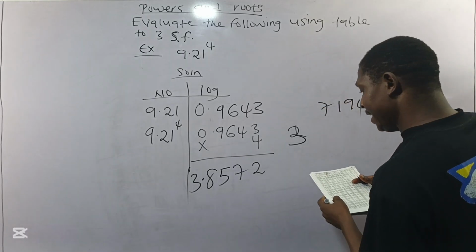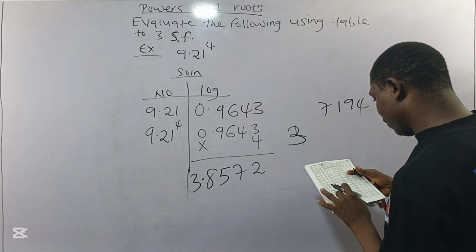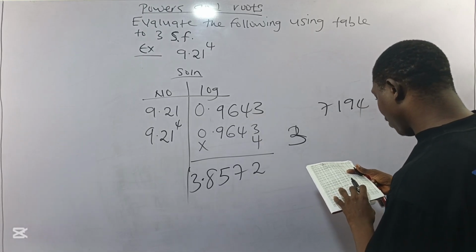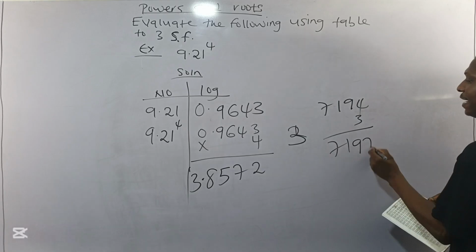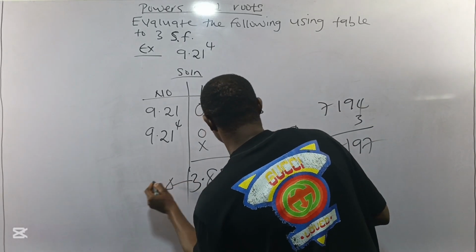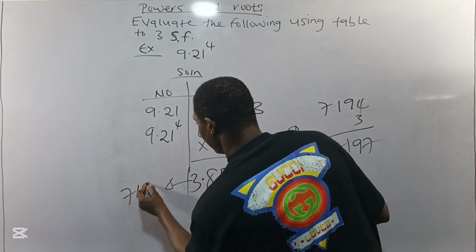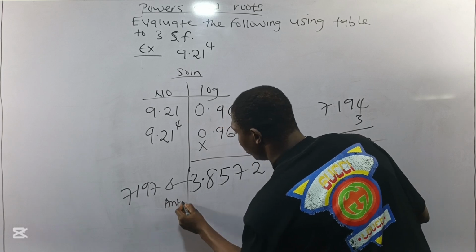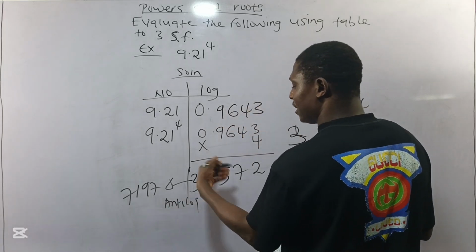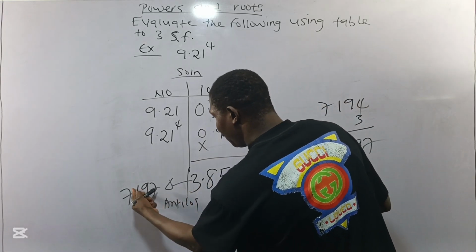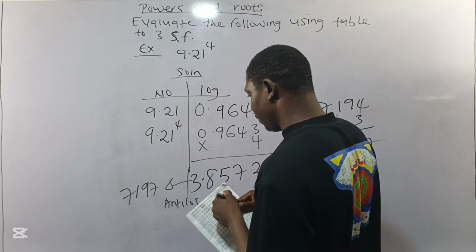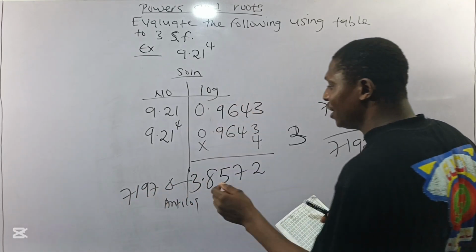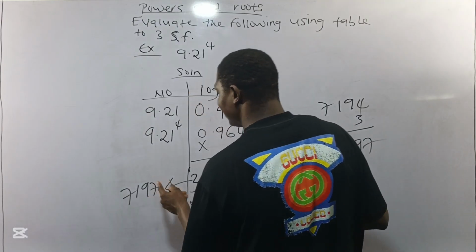7194. 85 under 7 gives 7194, and difference 2 is 3. So this will give me 7197. So my antilog is 7197. I'll use my 3 to determine where my point will be. Add 1 will give me 4. So I have 1, 2, 3, 4. This is okay because I've already got to my 4 digits. If this was not up to 4 digits, then I'll add 0 to it.